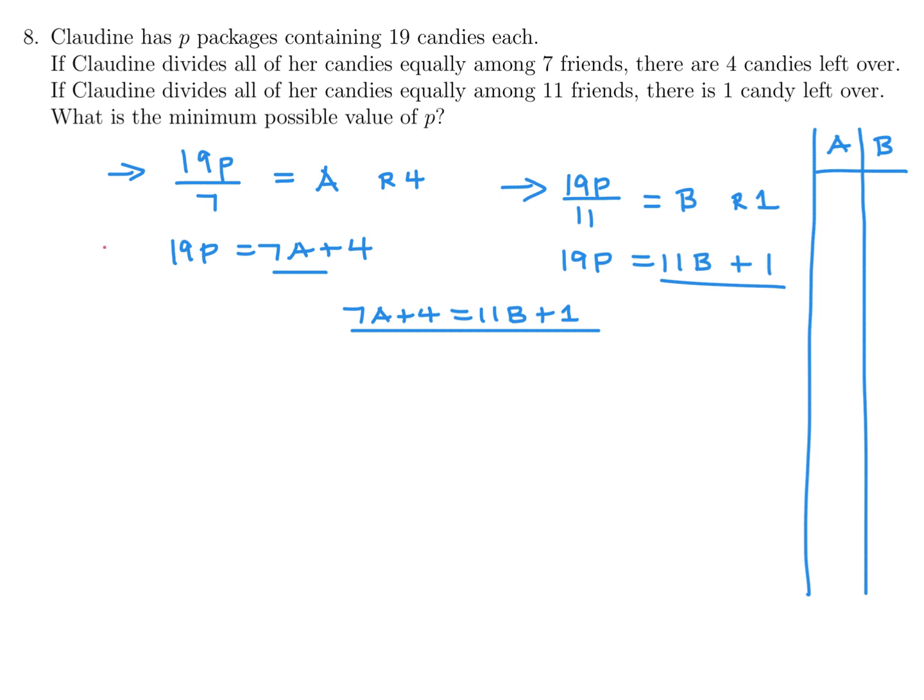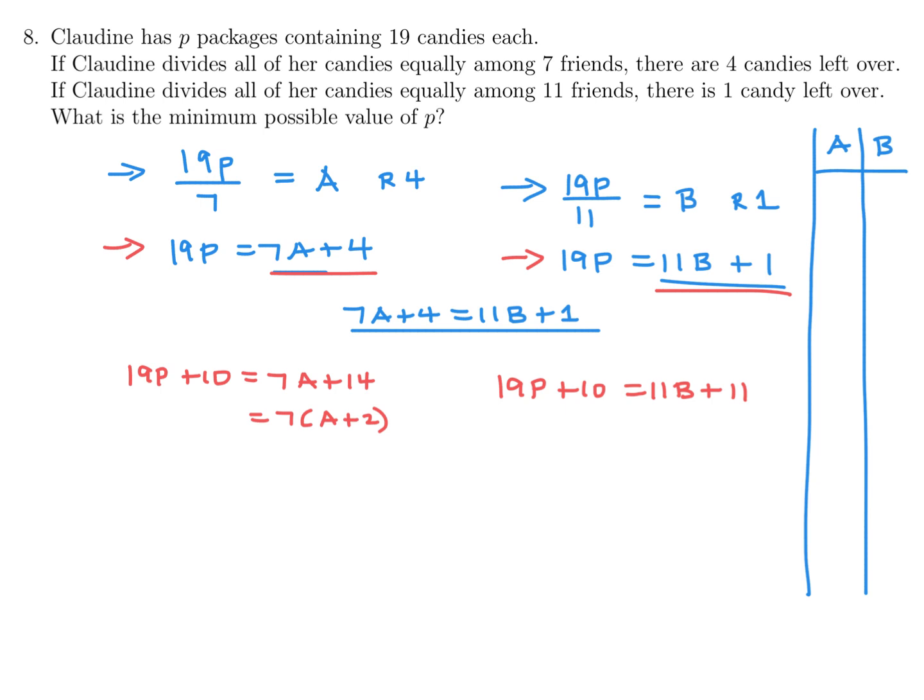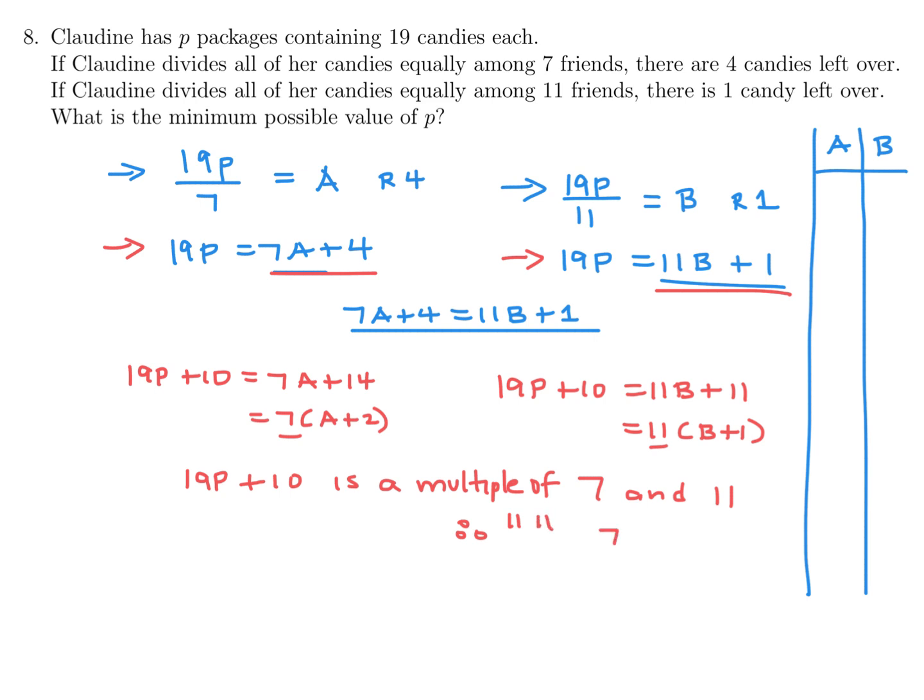If you take the 19p and add 10, and then we would have to add 10 to that side, it would become 7a plus 14, and that is factorable to be 7 times a plus 2. And if you do the exact same thing over here, and add 10 to this one, it becomes 11b plus 11, and that is factorable by 11, it becomes 11 times b plus 1. So that basically means that 19p plus 10 is a multiple of 7 and a multiple of 11. And therefore, it's a multiple of 77, right? If it's a multiple of 7 and a multiple of 11, it'd be a multiple of 77.